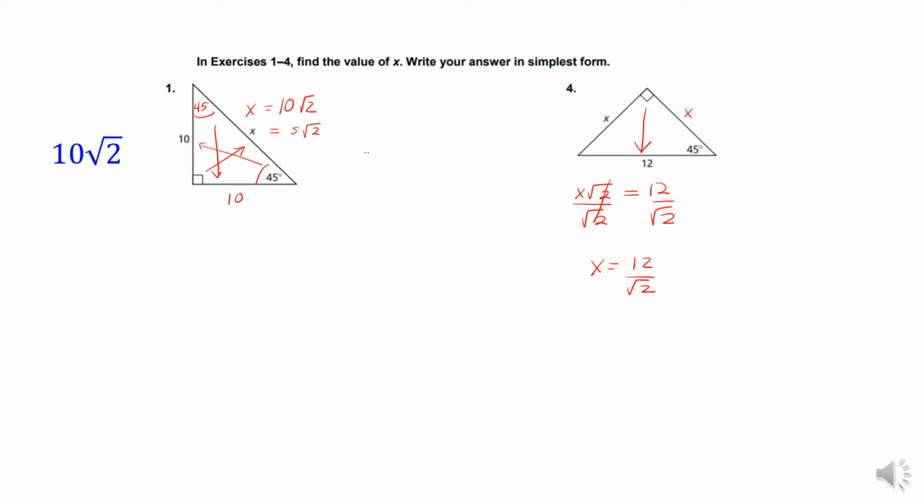Now, you cannot leave it like this because it has a radical in the denominator. So we have to rationalize it by using the giant 1. And we get 12 square root of 2 over 2, which simplifies to x equals 6 square root of 2. And there is your answer. Okay, so make sure that you understand all the steps you have to do in order to get the answer on that kind of a problem.